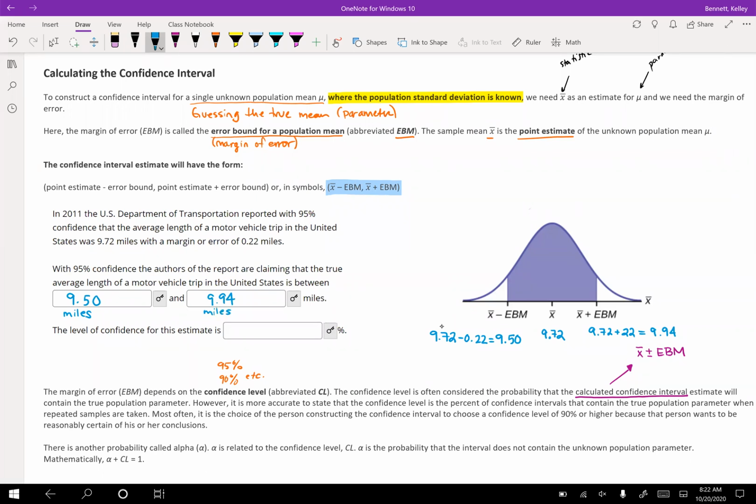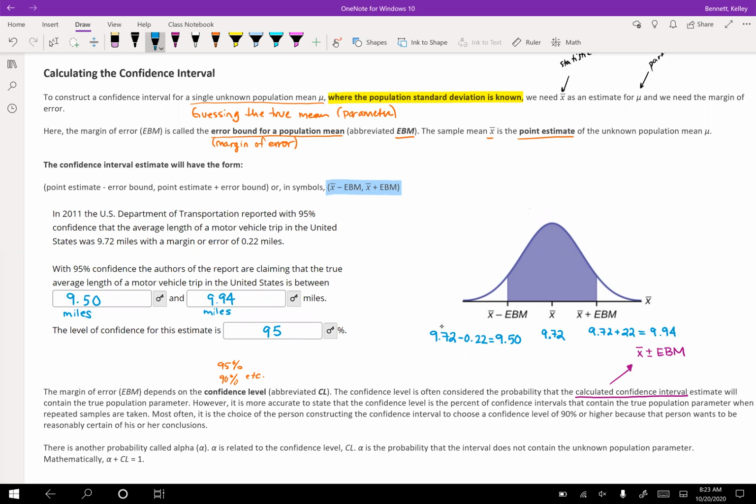The level of confidence for this estimate is just the 95% that they gave us. The Department of Transportation is not going to go out and collect data from every single motorist in the United States that took a trip in 2011. It's unfeasible. We talked about samples early on in the term. So they take a sample, and they compute X bar, the way you would normally compute the mean of a sample. That becomes your point estimate.